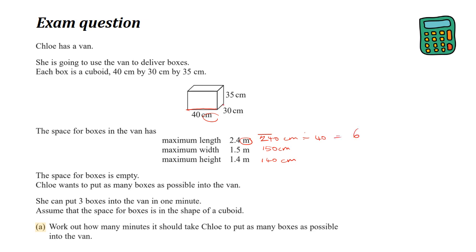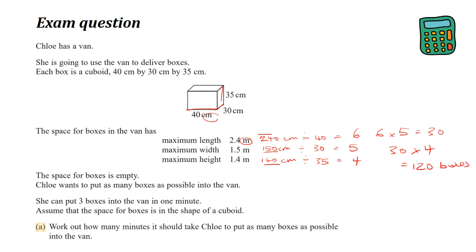If we then have a look at the width, we've got a width of a box is 30 and the width of the van is 150. 150 divided by 30 tells us we can fit 5 boxes along the width, and if each box is 35 centimeters tall and the van's 140 centimeters tall, then we can fit 4 layers of boxes. So 6 times 5 on the bottom layer is 30, 30 on each layer, and 4 layers is 120 boxes in total.